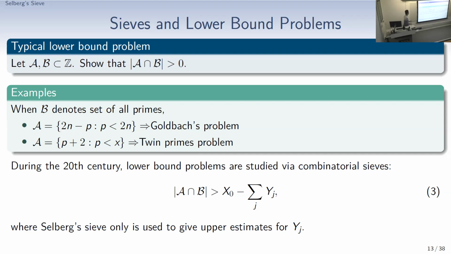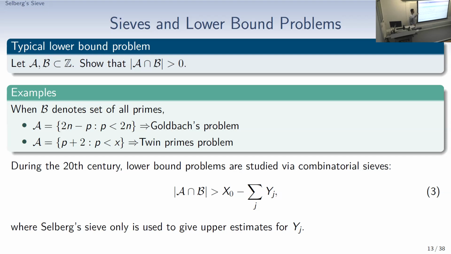A typical lower bound problem is that A and B are two subsets of integers, and we hope that the intersection of these two sets is not empty. For example, let A be the set of 2n minus p, where 2n is an even number and p always denotes a prime number here. And let B denote the set of all primes. If A and B have non-empty intersection, then we can see that this even integer can be expressed as a sum of two primes.